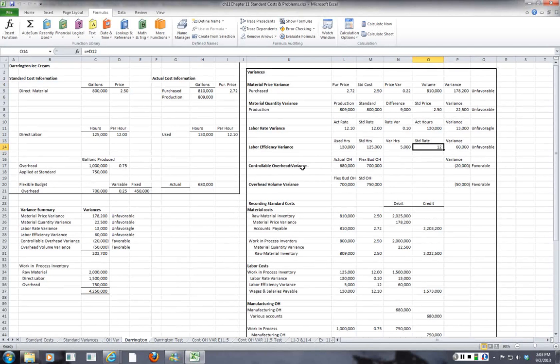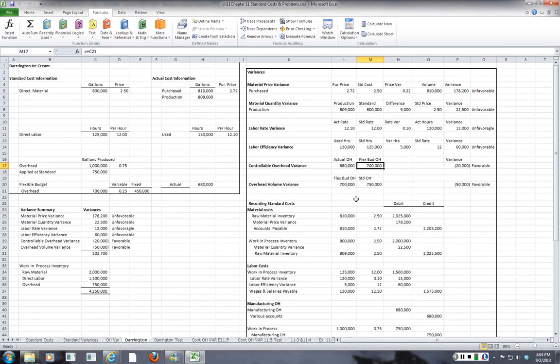Now the controllable overhead variance. You can see that was $60,000 right there. And you compare that with $700,000, which is the flexible budget overhead, which we had right here. No, I'm sorry. We compare that with the overhead at standard. Now I'm screwed up a minute. I'm right here, 700,000 compared with 680,000. So we actually had 680,000 of actual overhead. We want to compare that with the flexible budget overhead, which is 700,000. So we've come up with a favorable variance of $20,000.